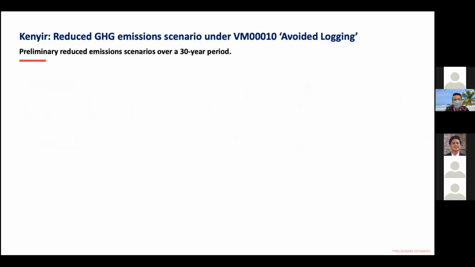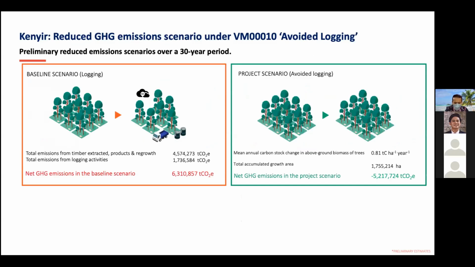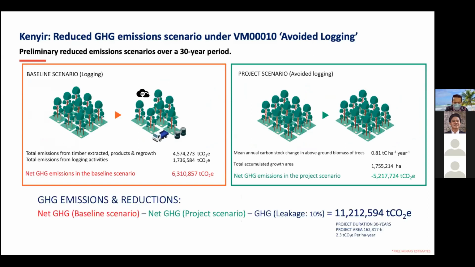So for Kenyir, using this method, okay, in the logging scenario, the net GHG emission ataupun pengeluaran gas over 30 years is about 6.3 million tons CO2. Okay, this is how much will be released. In the project scenario, so let's say we manage for protection, the forest functions as a sink. So instead of releasing, it absorbs about 5.2 million tons of CO2. Jadi over the project period, for the whole of Kenyir, if we manage it for protection, again, this is based on our assumption, about 11.2 million tons of CO2 will not be released into the environment.